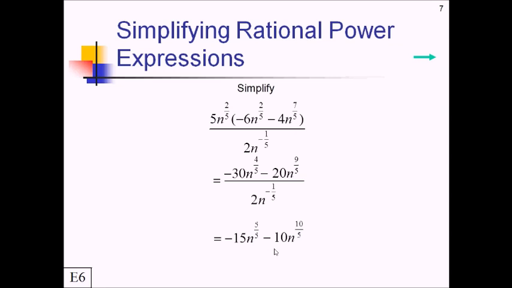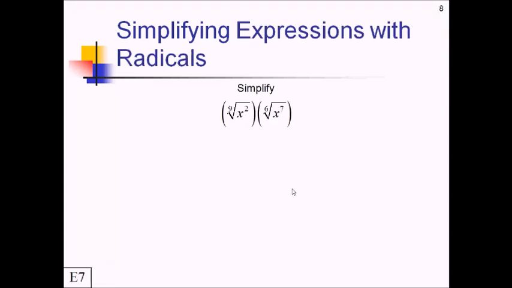A little bit further now that we can go. 5/5, that's just 1. So this is just negative 15n. And over here we'll have minus 10n to the second power. We're going to do one more problem that ties in a few different concepts. Pause the video and see if you can figure out how to simplify this expression.